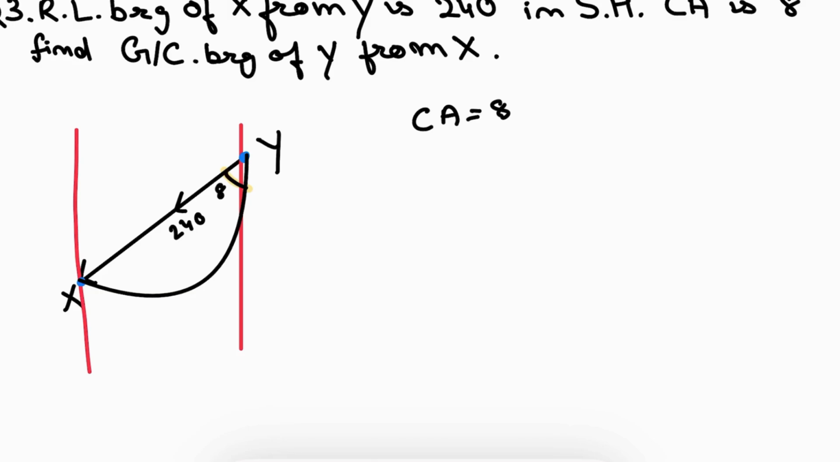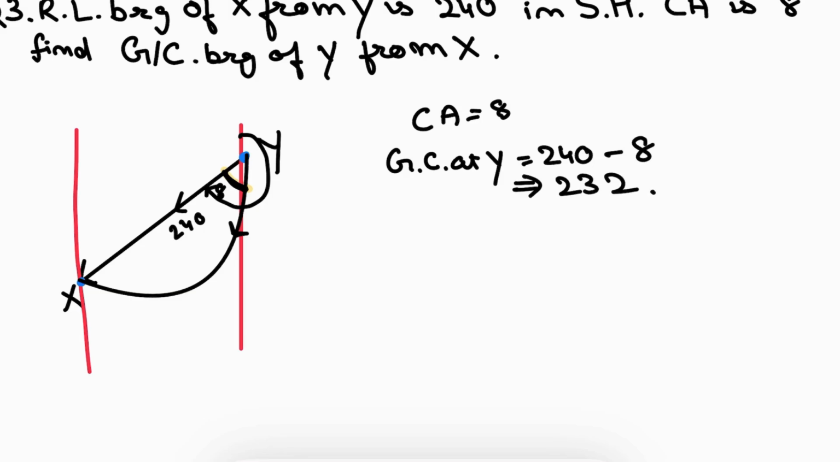So if we want to find the great circle at y, this angle is the whole angle of 240 minus the conversion angle of 8. So 240 minus 8 is 232. So we have found the great circle from y to x.